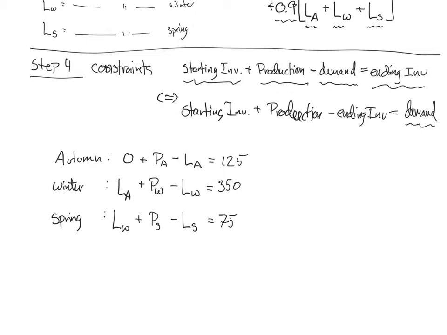And then we need the non-negativity, which basically just says that LA, LW, LS, PA, PW, PS should all be greater or equal 0.